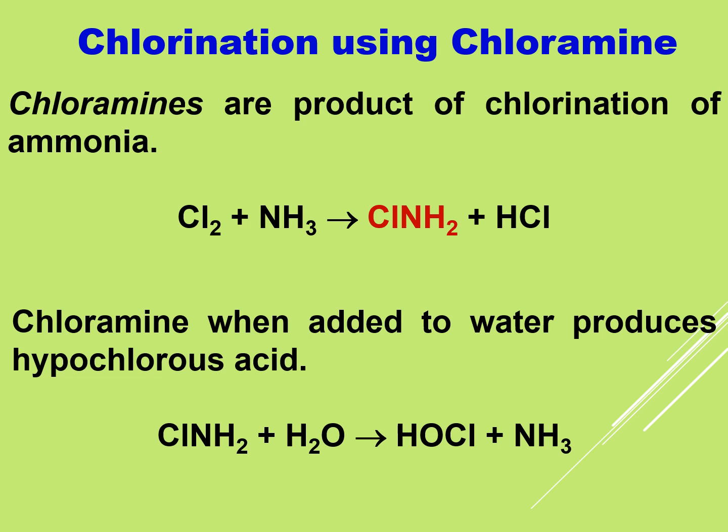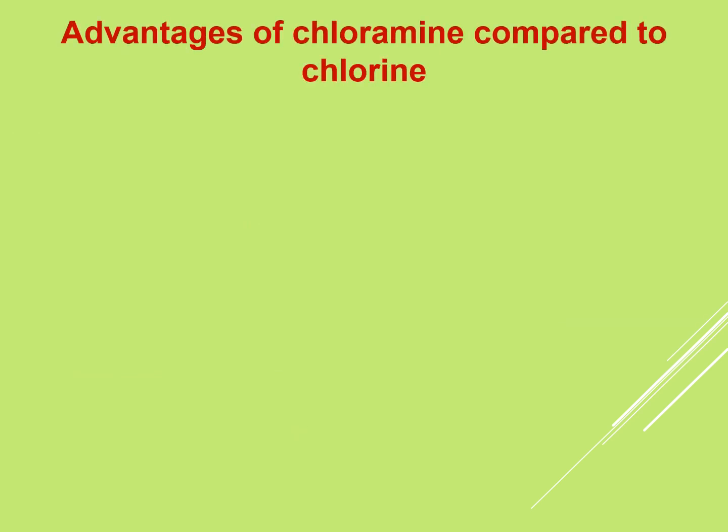So you can see here ClNH2 plus H2O giving HOCl plus NH3. And same thing, even chlorine gives HOCl, chloramine also gives HOCl. HOCl is the disinfectant there. But what is the difference? What is the advantage of using chloramine compared to chlorine? There are some advantages chloramine gives.